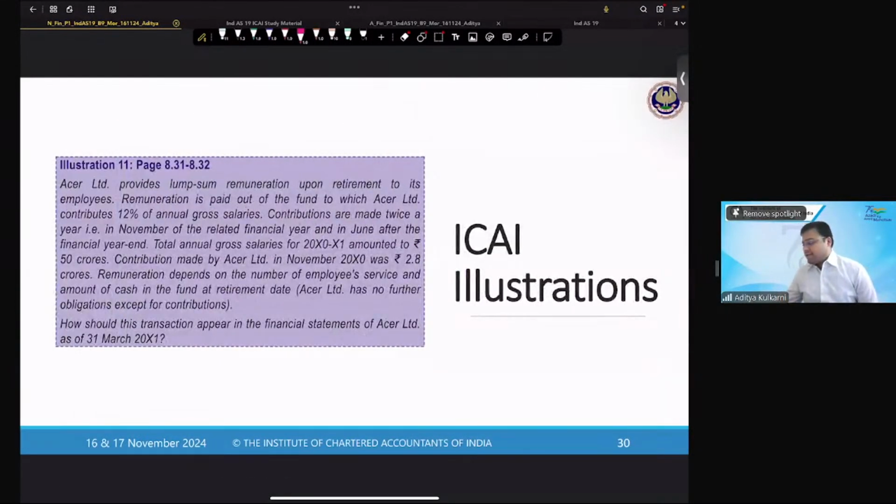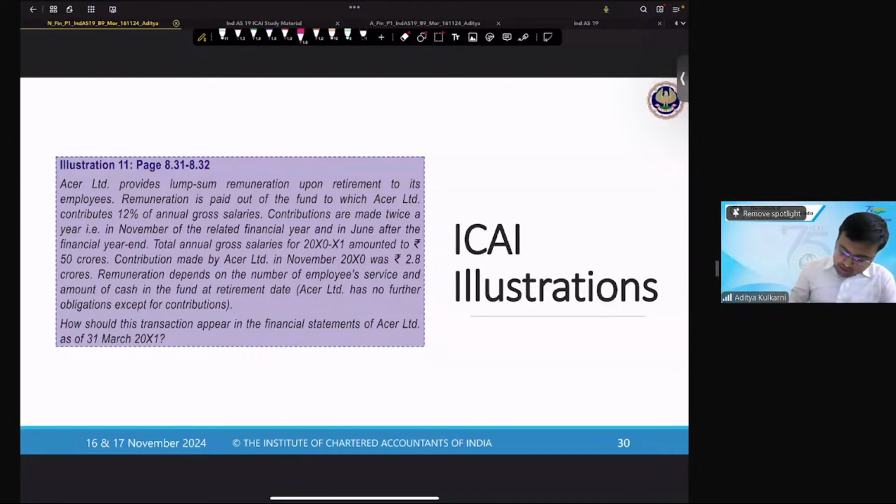Now coming to the next one, that is illustration 11. Acer Limited provides lump sum remuneration upon retirement to its employees. Remuneration is paid out of the fund to which Acer Limited contributes 12% of the gross salaries. Contributions are made twice a year, that is in November of the related financial year and in June after the year end. Total annual gross salaries amounted to 50 crores. Contribution made by Acer was 2.8 crores. Remuneration depends on the number of employee service and amount of cash in the fund at retirement date. Acer has no further obligations except for the contributions. How should this transaction appear in the financial statements of Acer?